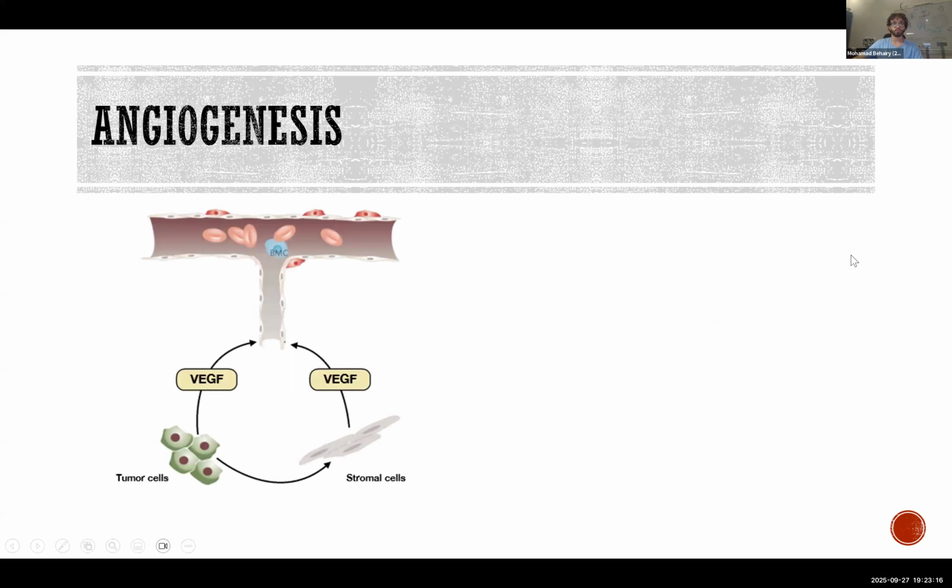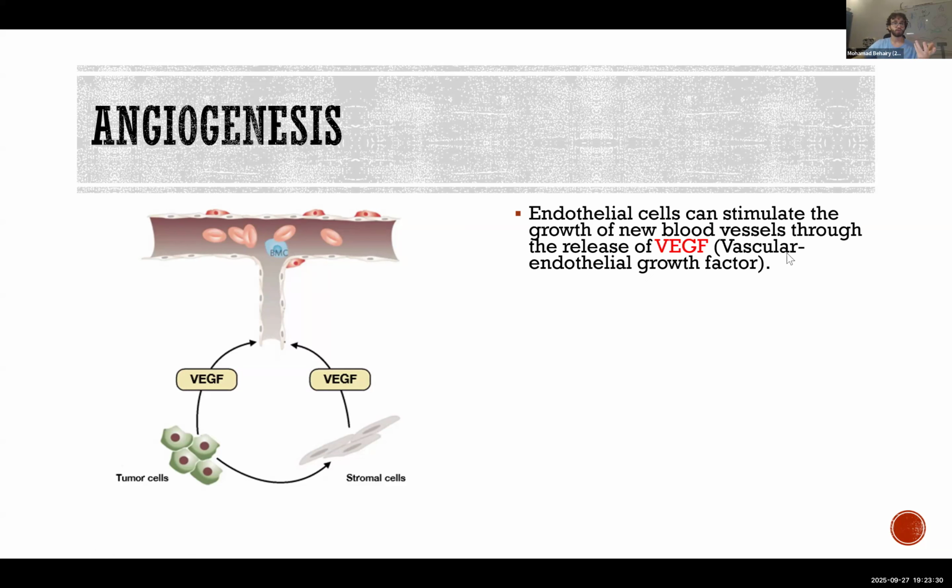Now, let's move on to angiogenesis. Didn't we say angiogenesis is the growth of new blood vessels? Angio is blood vessel and genesis is growth. The endothelium can help us grow new blood vessels or enlarge existing blood vessels for different reasons, okay? But how do they do this?